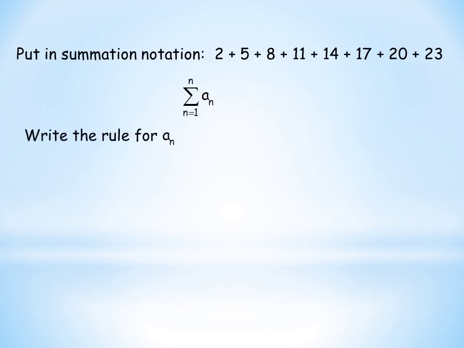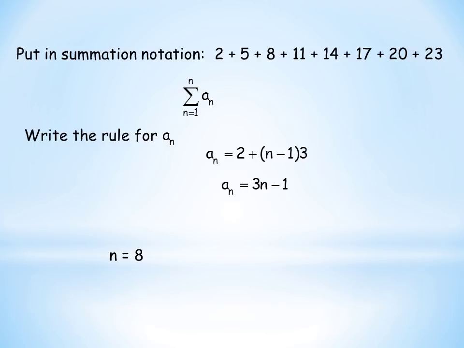But the first thing you want to do now is write a rule for a to the n. So I'm going to go back to my sequence formula. My first term is 2. n minus 1 times 3. I'm going to keep n as n because I want to write just a rule. I don't want a specific an. I want to know what the rule would be. And if I distribute all my terms and combine like terms, I know that the rule would be 3n minus 1. I can substitute this rule into my summation notation.